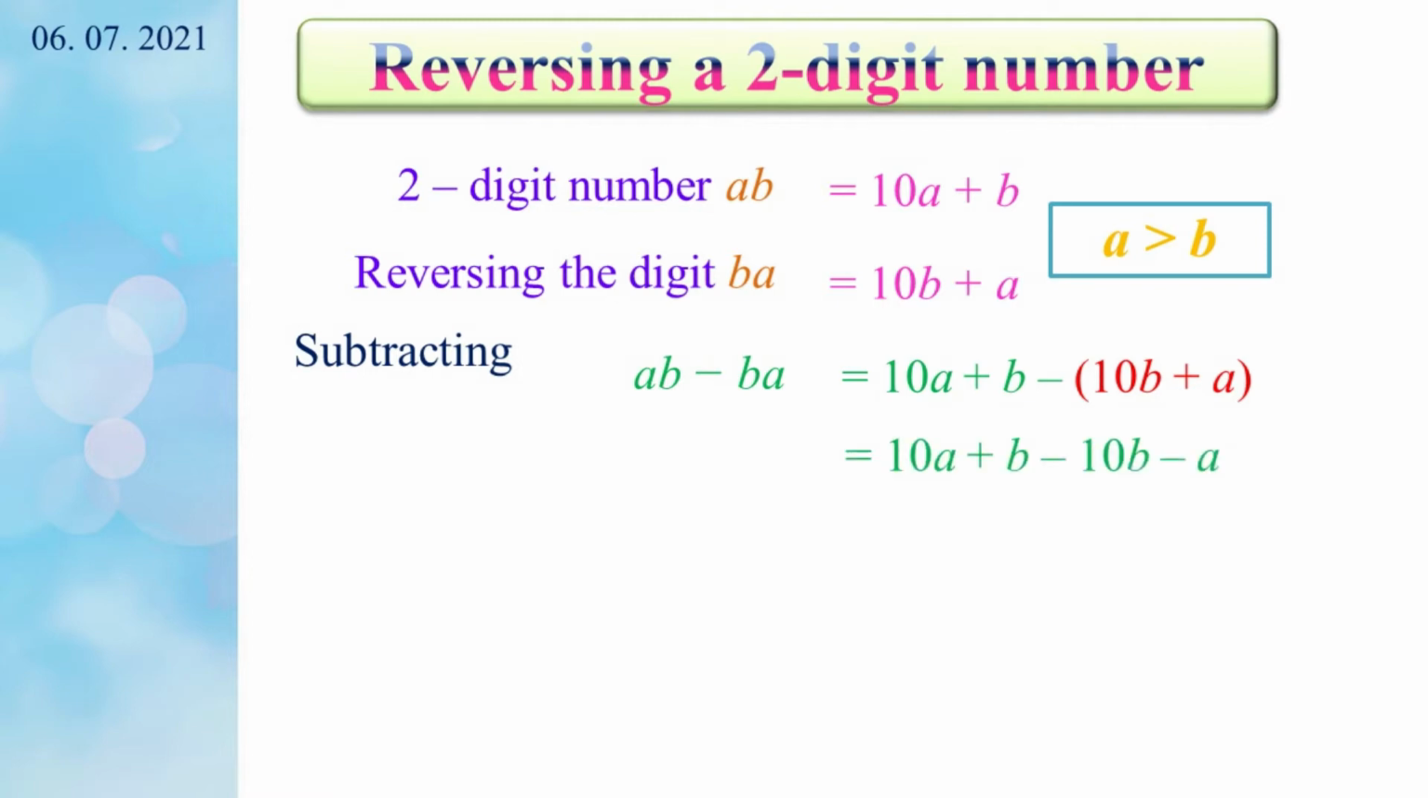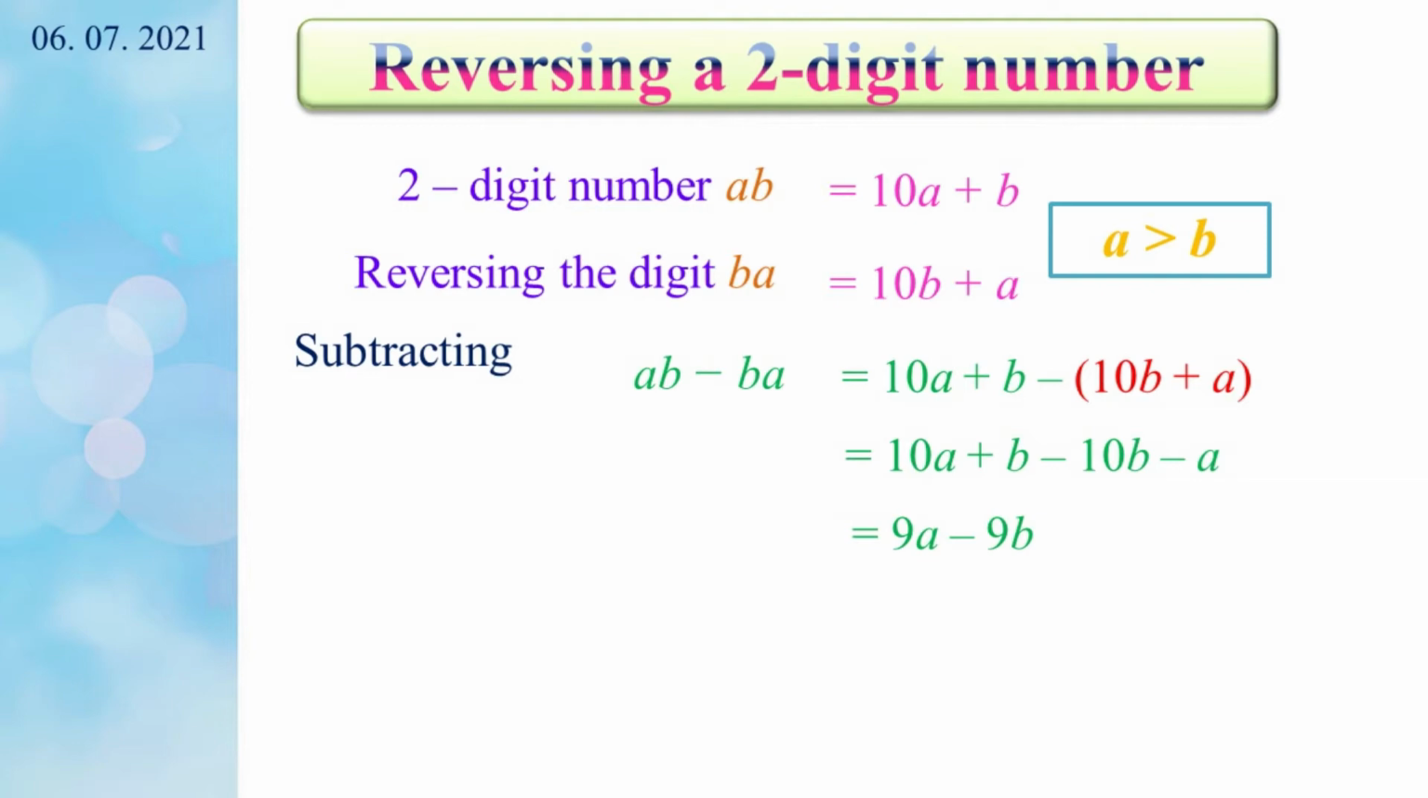Now remove the bracket: 10A plus B minus 10B minus A. Here 10A and A are like terms, B and 10B are like terms, so we have to subtract the terms. 10A minus A will get 9A. B minus 10B will get minus 9B.